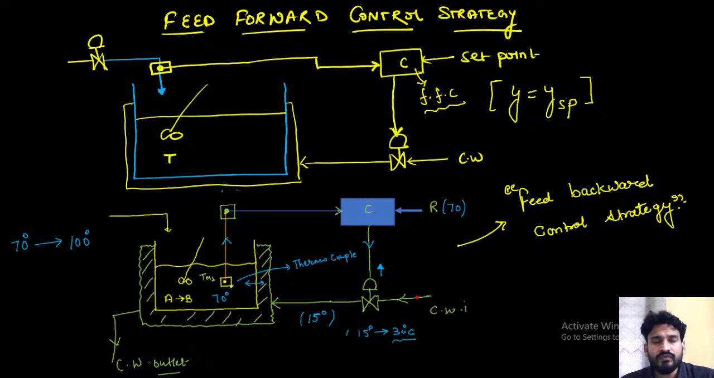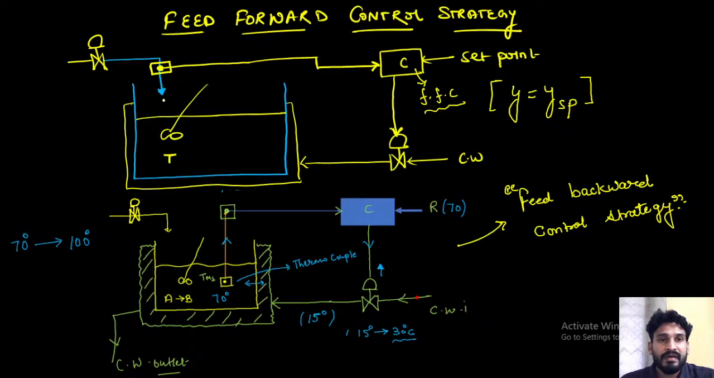Here the measurement is only of the temperature. This temperature change may be due to the change in the flow rate of the input stream, or maybe the change in the temperature of the input stream, or maybe any other parameter. But in this strategy, it does not care about what is going on in which parameter of the input stream. It only takes care of the temperature change within the system. It is only worried about the temperature.